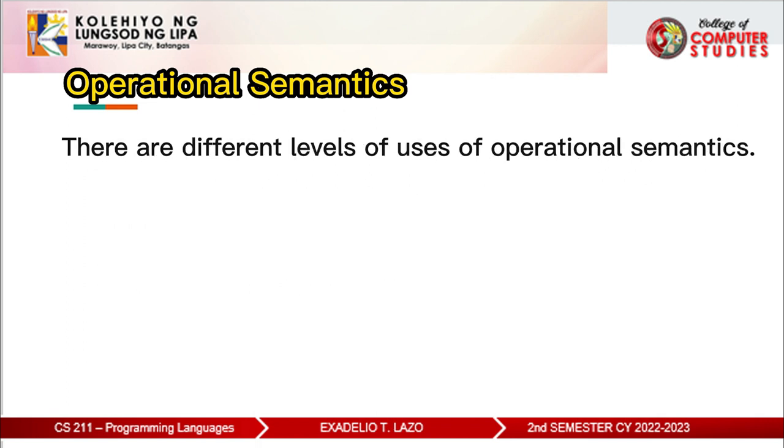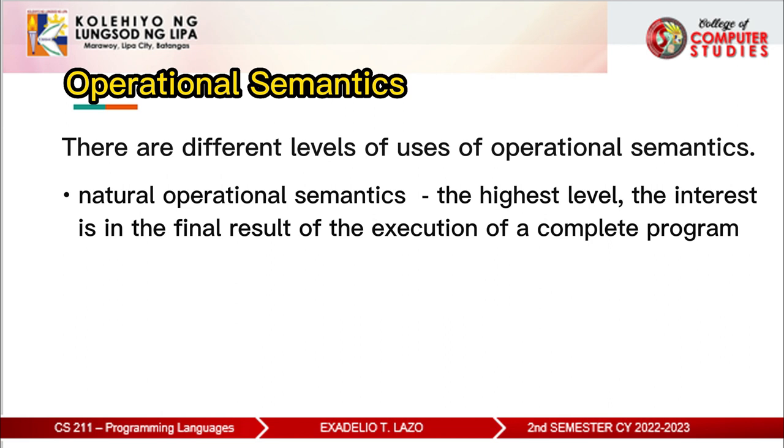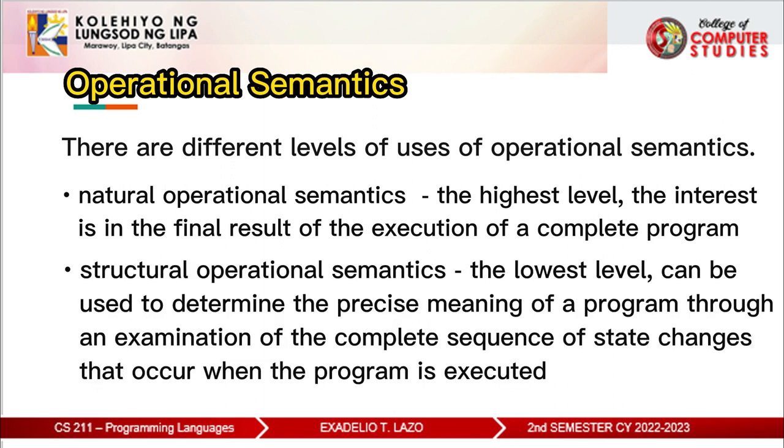There are different levels of uses of operational semantics. At the highest level, the interest is in the final result of the execution of a complete program. This is sometimes called natural operational semantics. At the lowest level, operational semantics can be used to determine the precise meaning of a program through an examination of the complete sequence of state changes that occur when the program is executed. This use is sometimes called structural operational semantics.